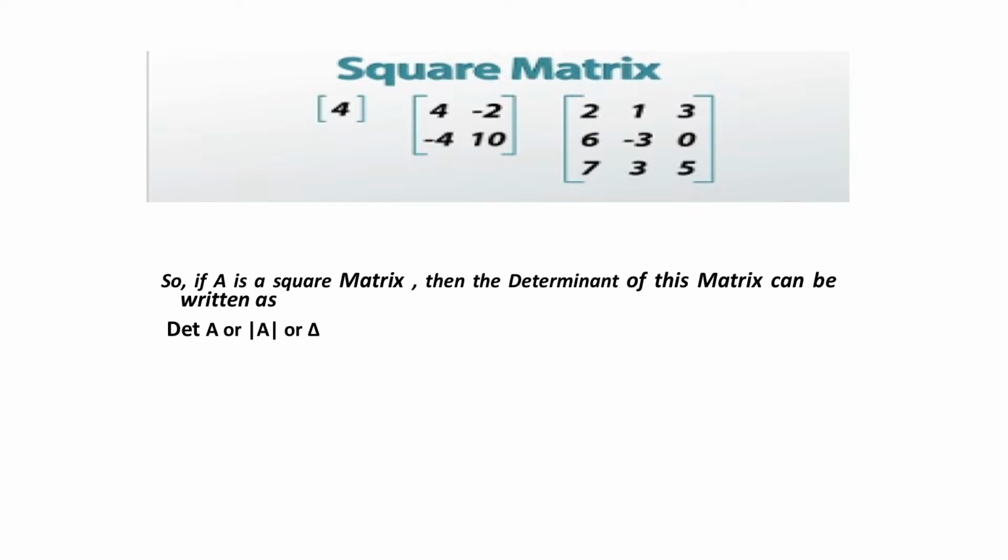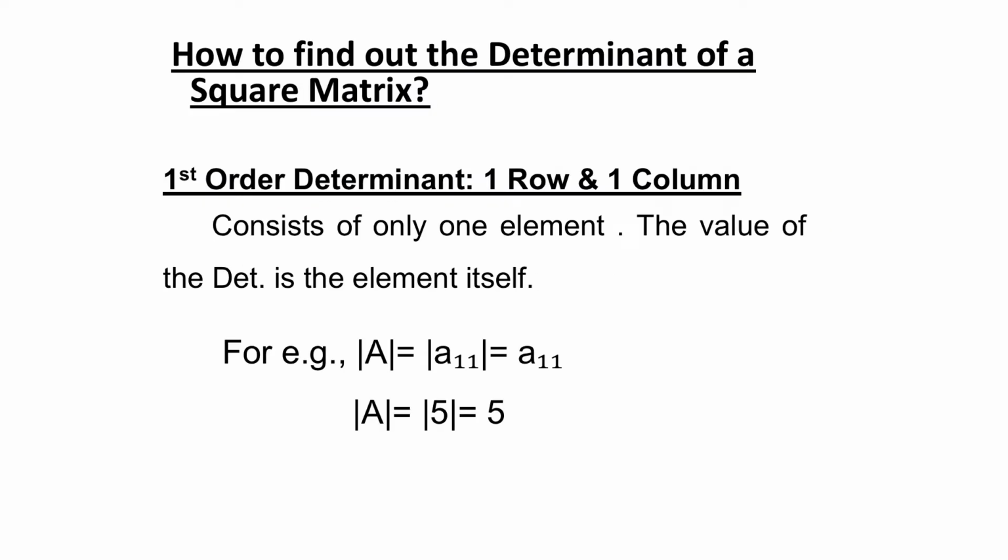Now, if A is a square matrix, then the determinant of that matrix is written as det A, det being the short form of determinant, or you can write A in between two vertical lines, or you can put the delta sign. The delta sign is a small triangle-shaped sign. It is the symbol for determinant, right? Okay.